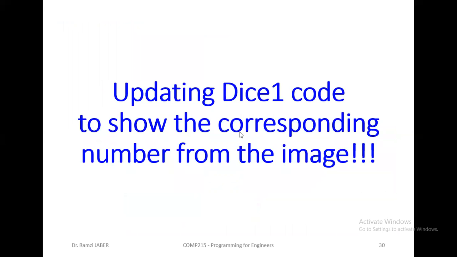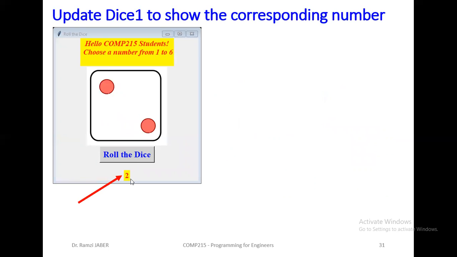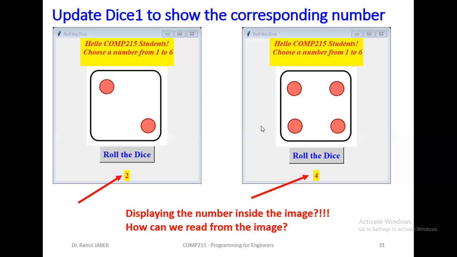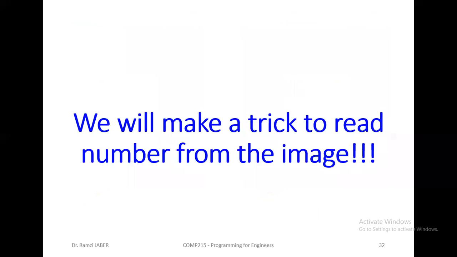Now, the conversion. I want to update the die to show the corresponding number from the image. Similar to this, we have image number two, we have dice two, here we have four. How can we do that? When you roll the dice, a new image will be displayed, and here we have the number of the image. Do we need to put in code to scan the image, as image processing? How can we read from the image? We'll make a trick to read the number from the image. How can we do it?